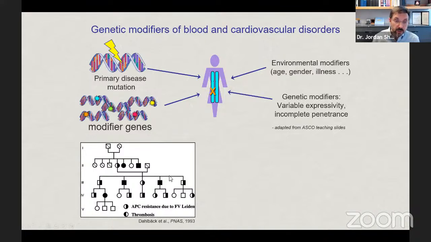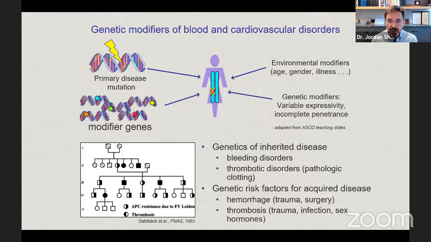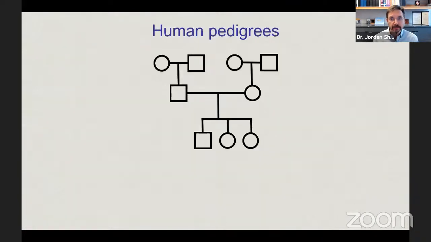So what's happening here is that there are modifier genes being inherited separately from factor V that may be protecting some individuals or putting others more at risk. And we're interested in getting at those modifiers. If we understand them, we could have a better basis for predicting who's at more risk of bleeding or thrombosis. Now, genetic risk factors for acquired disease are also in my interest, as I mentioned earlier, seeing why some people who have trauma or surgery might bleed more than others, even if they don't have a clear inherited bleeding disorder.